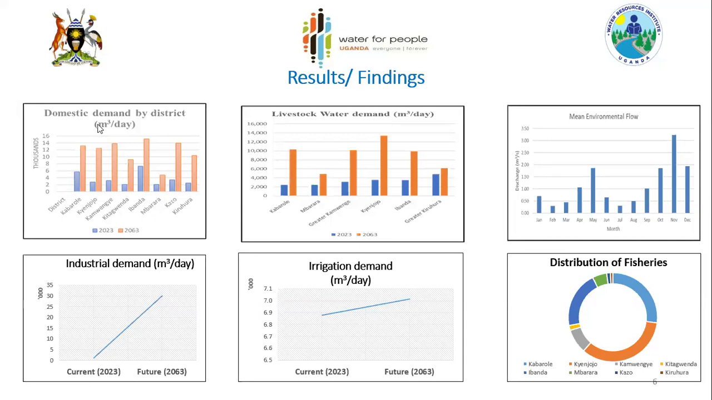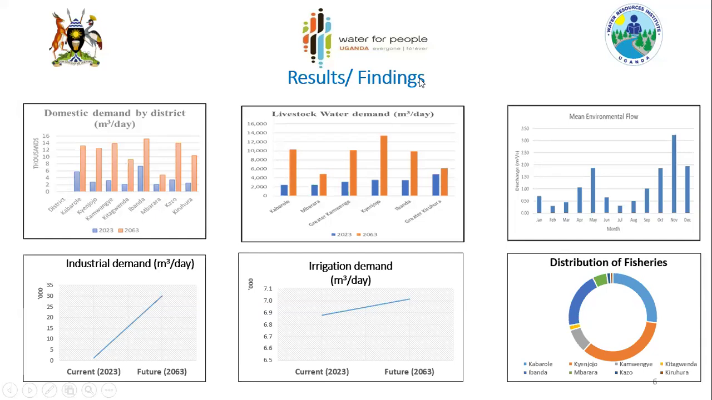And Mbarara had the lowest domestic demand, majorly because Mbarara is a very small fraction of the catchment, and therefore the domestic demand from Mbarara would not be so much compared to other districts. And for the future year, we still have Uganda having the highest water demand, which is about 15,000 cubic meters per day, and still Mbarara with the lowest future domestic demand.